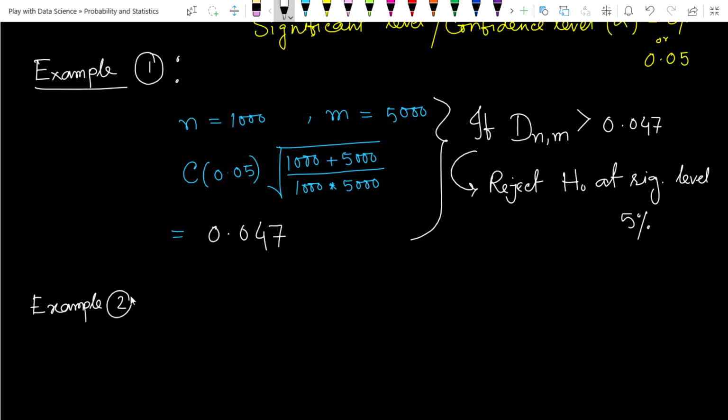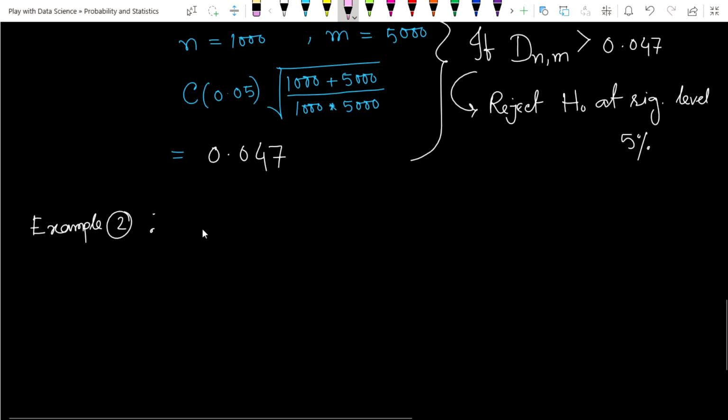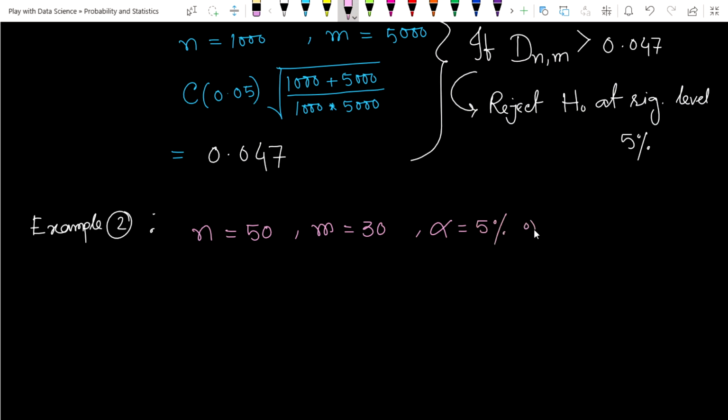Example 2. Suppose we take n equal to a small value. Let's take n equal to 50 and m equal to 30, and the same significance level, 5%, that is, alpha equal to 0.05.